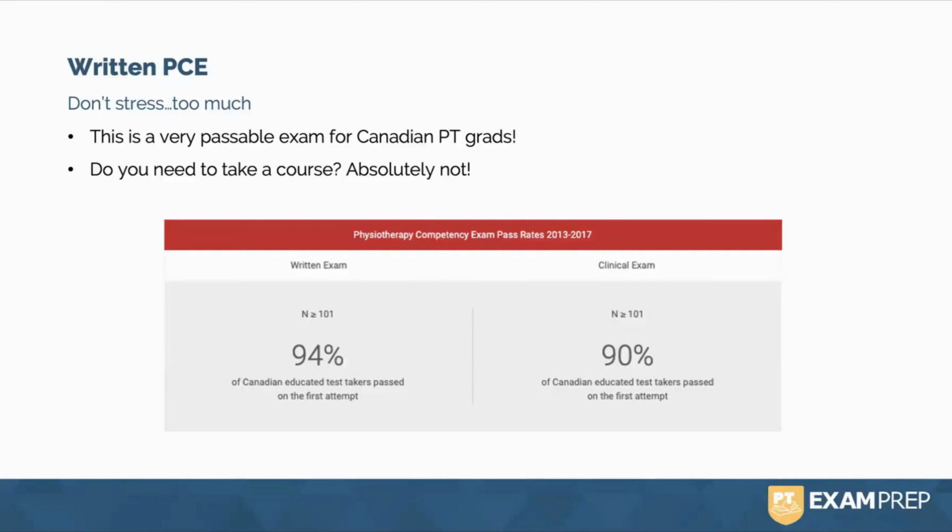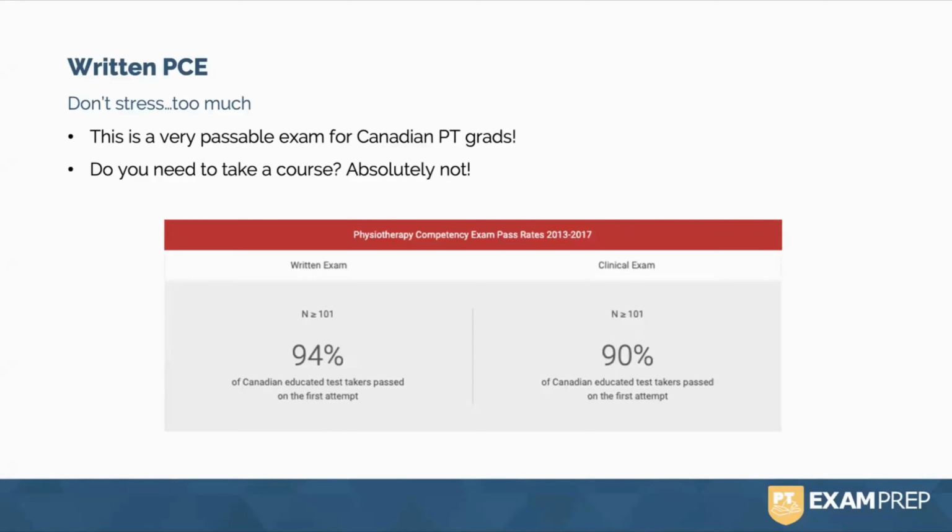We're looking at about 94% of Canadian educated test takers passing on their first attempt. So if we have 20 students and a 94% pass rate, that means probably about 1 to 2 of those students are not being successful. So the ratio is very, very high for passing.